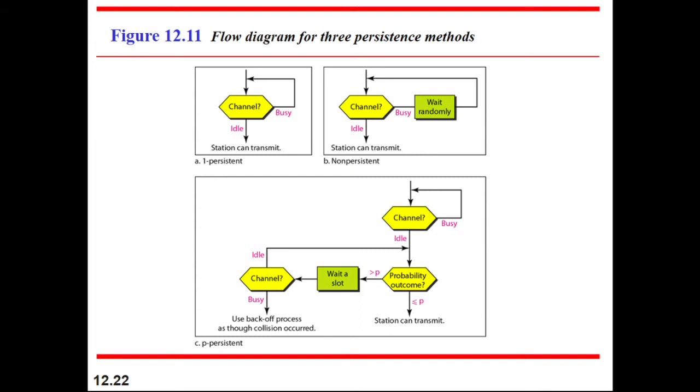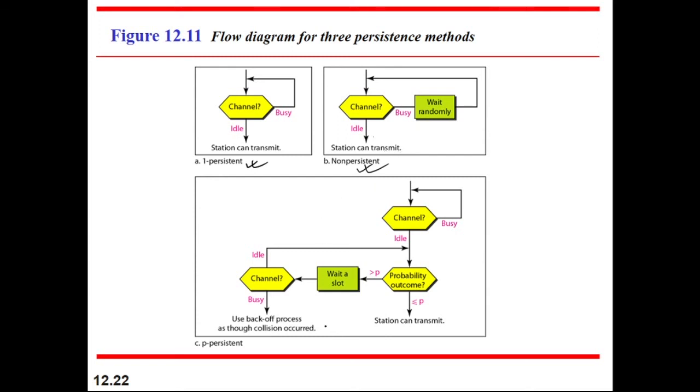So this is the flow diagram. This is for one-persistent: the station checks the channel. If the channel is idle, the station can transmit the data immediately, there is no waiting time, and if it is busy, then it has to check the channel again and again. So this is a self loop. And in the non-persistent method, if the channel is busy, wait a random amount of time. Okay, and if it is idle, then the station can transmit.